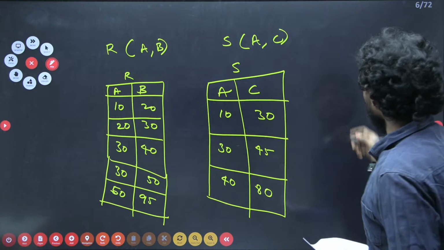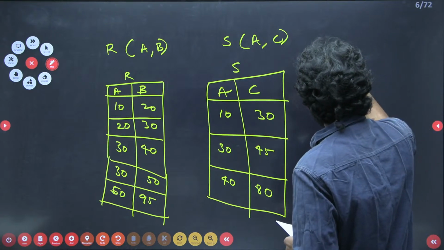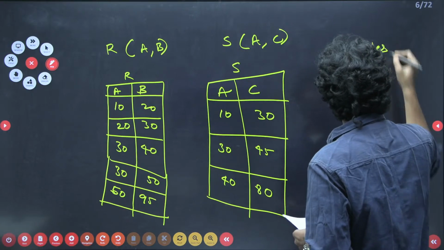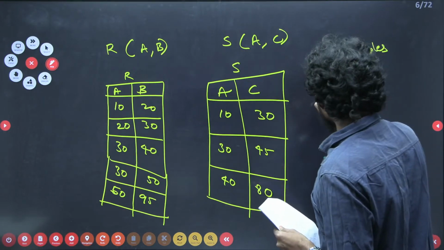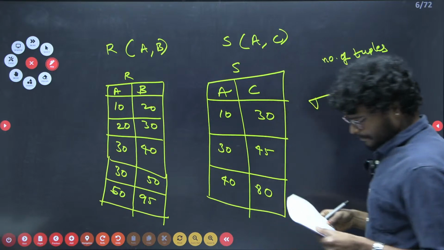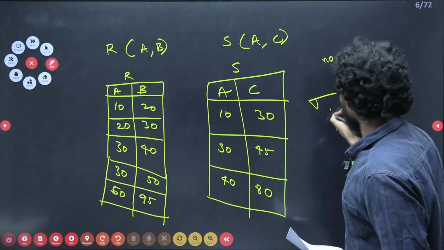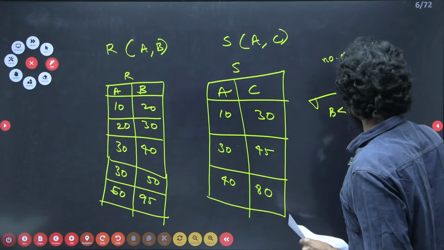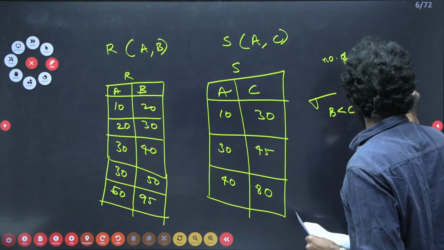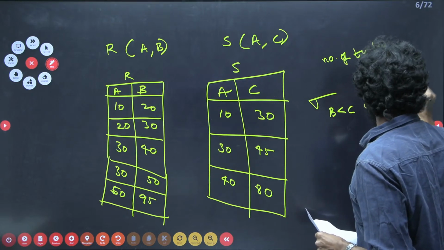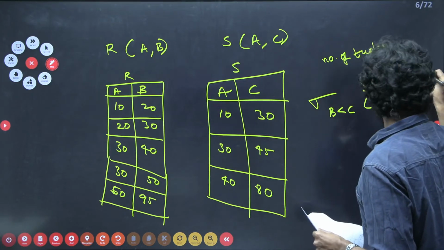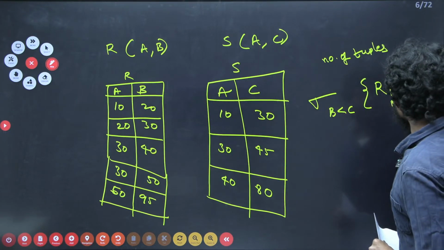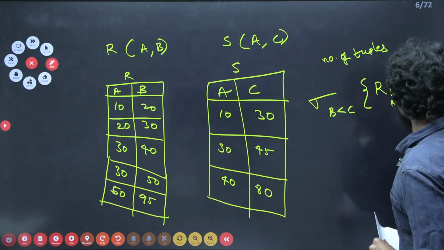So what is the question? The question is we need to find out the number of tuples in the expression given. So we will select with the condition B less than C from R join with S on equality of column A. So R.A is equated to S.A.